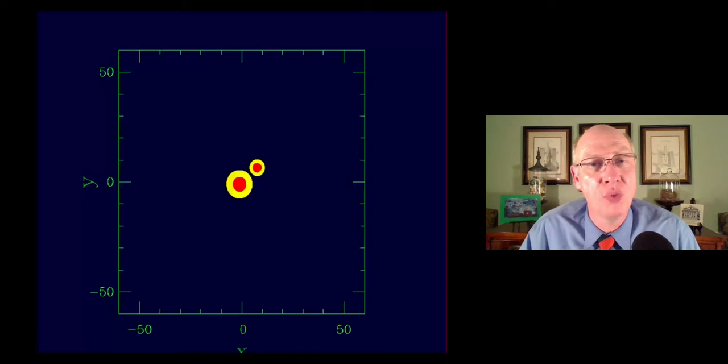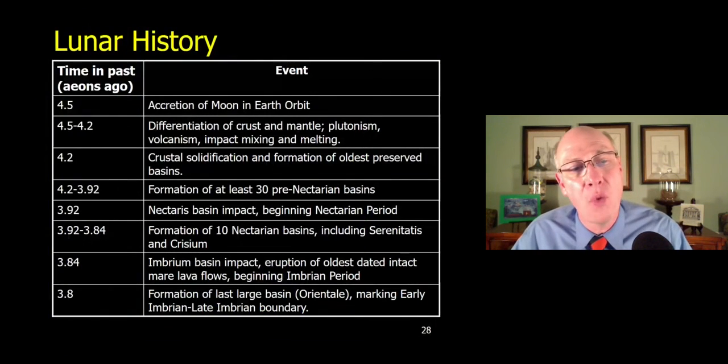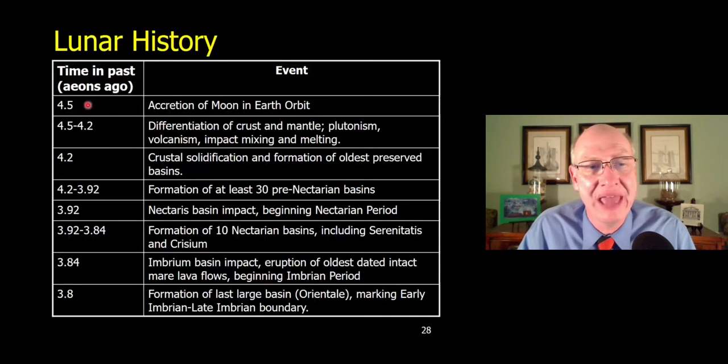So now that we've told the story, and now that we've brought samples back from the moon, let's talk about the formation history of the moon. So about 4.5 billion years ago, within 100 million years of when the sun and the planets in our solar system formed, the Mars-sized body strikes the Earth and the moon accretes in orbit around the Earth.